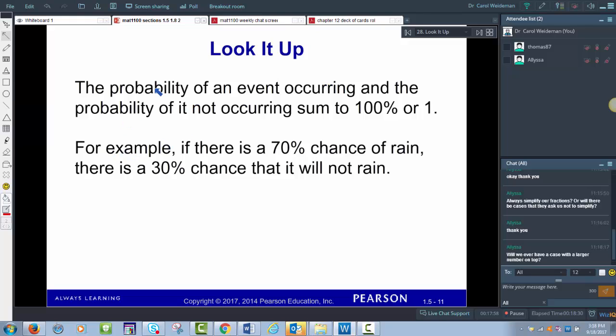This is what I was talking about before. The probability of an event occurring and the probability of it not occurring have to add up to 1, or the whole sample space probability. So for instance, if there's a 70% chance of rain, there's a 30% chance that it won't rain.